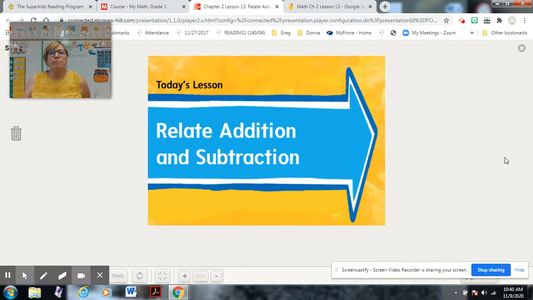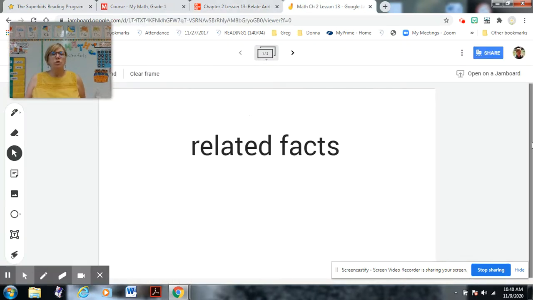So we are on chapter 2, lesson 13, and we're going to relate addition and subtraction. Before we get started, let's think, what does relate mean, or what does it sound like to you? Tell an adult who may be related. Okay, yes. So related means in some way there's something that connects you, okay? So we are going to talk about related facts, all right? That's one of the things that we're going to talk about.